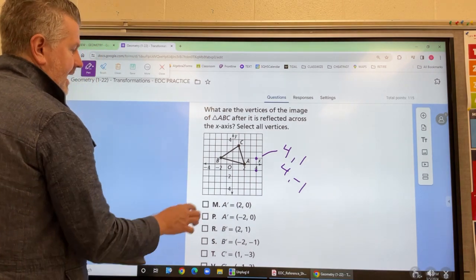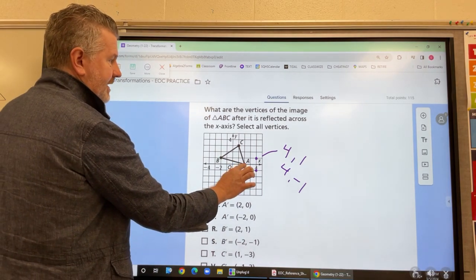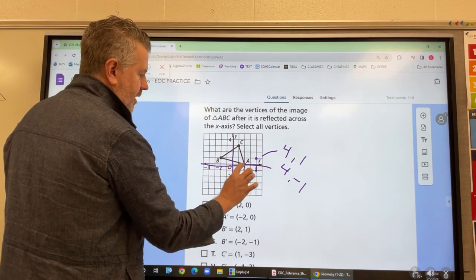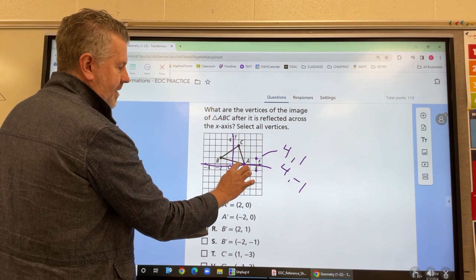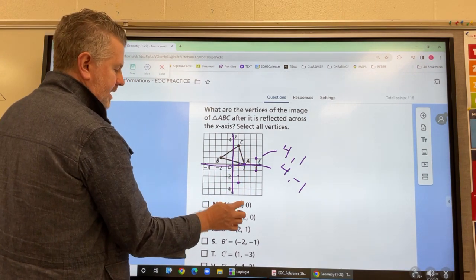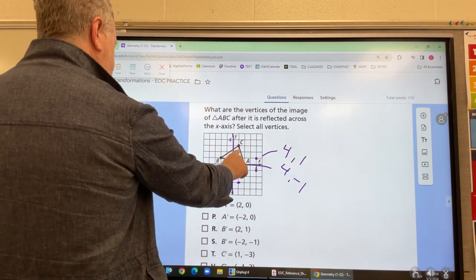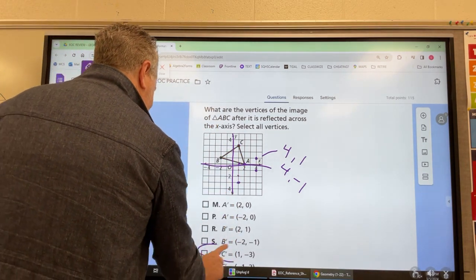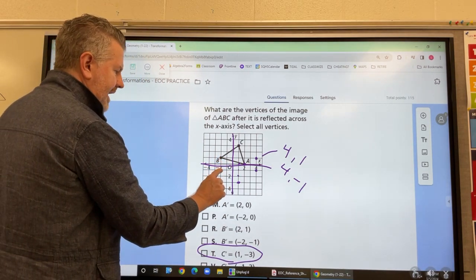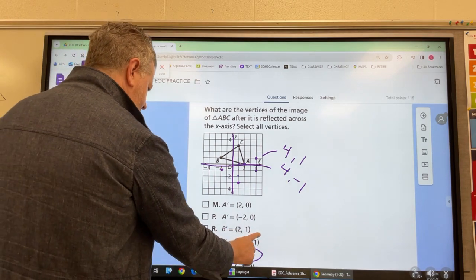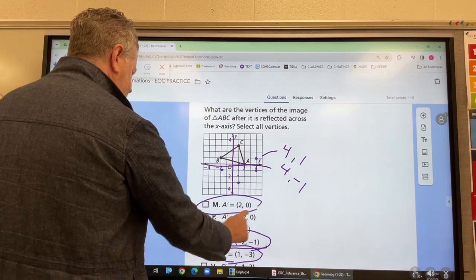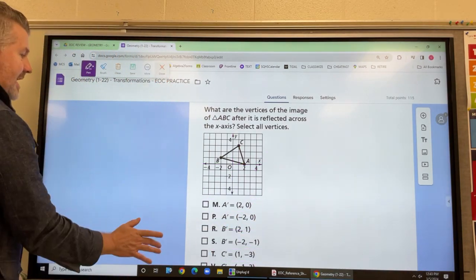So what are the vertices? This would stay the same because we're reflecting around the x-axis. This one's kind of hard to tell the axes also. So this is (1, 3), so it's going to be (1, -3). There's our new point. (1, -3) would correspond to C prime, and then B is (-2, 1) now, so it'd be (-2, -1), your B prime. And then A stays the same, (2, 0). So there's your three answers, M, S, and T.